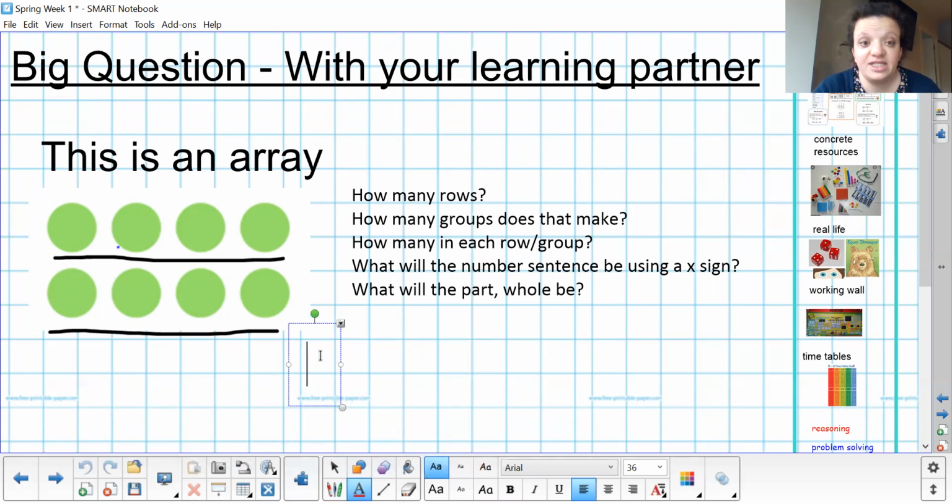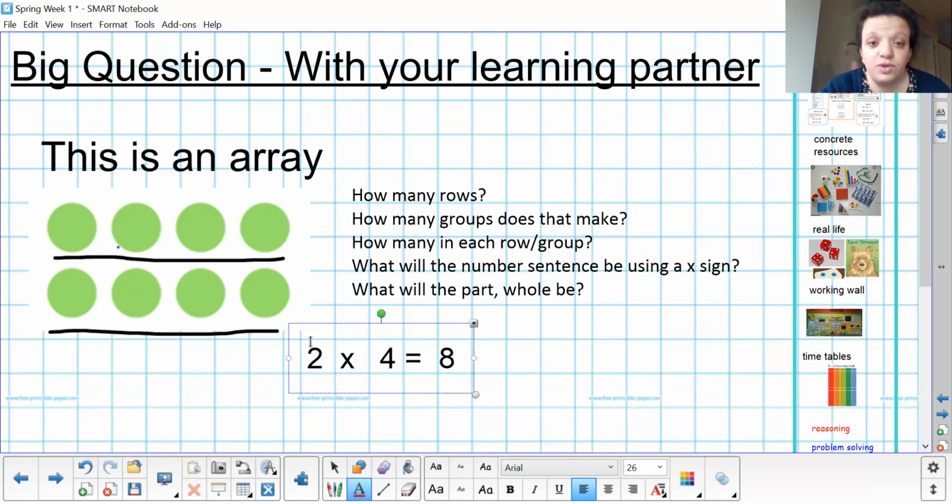So I know that I can start with my first number of 2. 2 groups of 2 rows, okay? How many in each row? We've got 4, so we've got 2 groups of 4, because in each row is 4. So 2 groups of 4 equals how much altogether? So we're going to look at it all together, and it's got 1, 2, 3, 4, 5, 6, 7, 8. So we've got 8. So 2 times 4 is 8. So this picture shows 2 groups, 2 rows, 2 groups of 4 in each of them. And altogether, it equals 8.